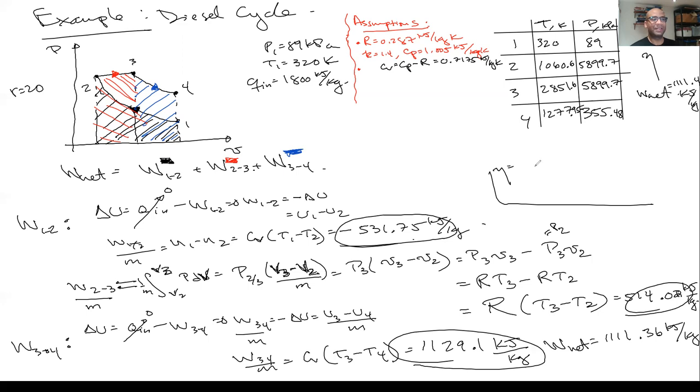And then here, I'm going to take a little bit of space. Cycle efficiency is the net amount of work over, it's the useful output over the input I had to put in. So it's going to be equal to 1111 point something divided by 1800 kilojoules per kilogram, which is 61.74%. And congratulations. We have just reviewed everything we knew from your undergraduate thermodynamics courses. Okay.